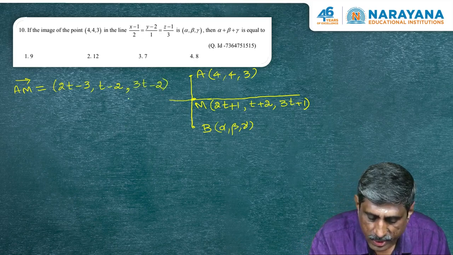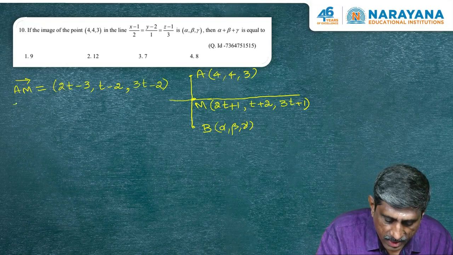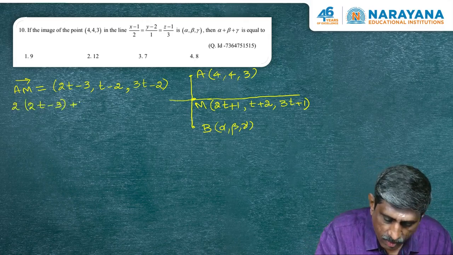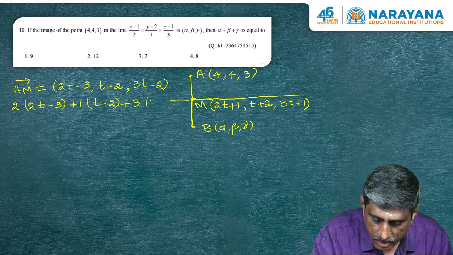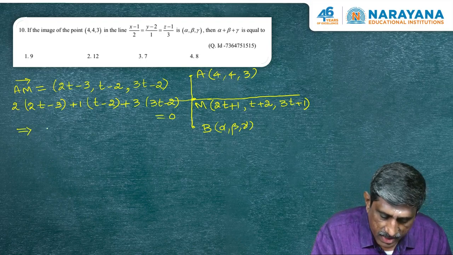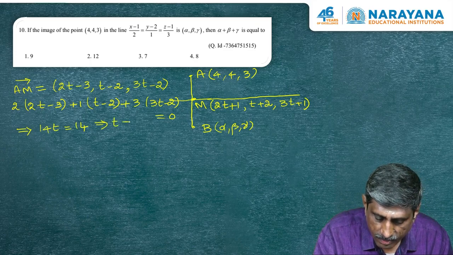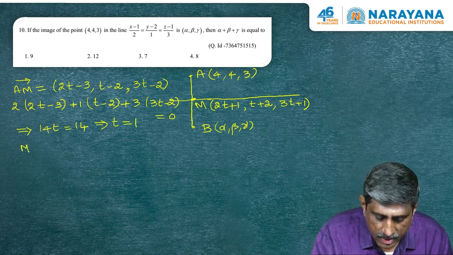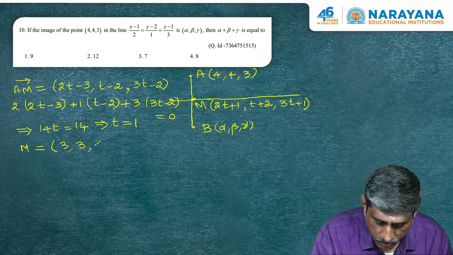These are the direction ratios of AM, and AM is perpendicular to the given line. So, we are getting 2 into 2t minus 3 plus 1 into t minus 2 plus 3 into 3t minus 2 is equal to 0. Dot product is 0 because they are perpendicular to each other. On simplification, we get 14t is equal to 14. So, t is equal to 1. When you put t is equal to 1, we get the point M as 3, 3, 4.